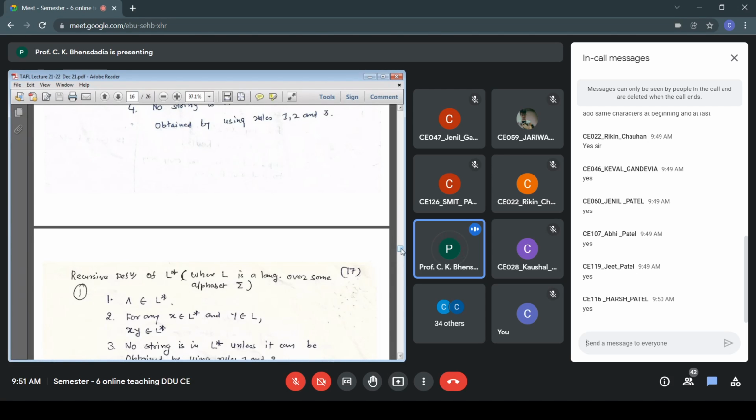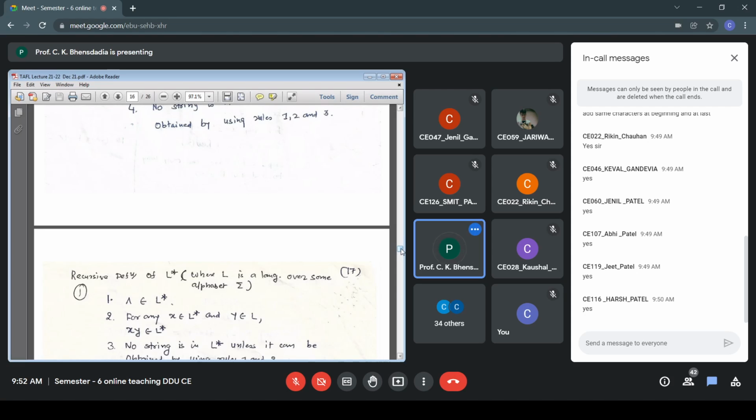Take an existing element of L star. In our example, for the first time, we'll take that to be the null string, and then take y's that belong to L. L is my language. So whatever strings are there in L, we'll append those strings one at a time to the X to generate a new element of L star.